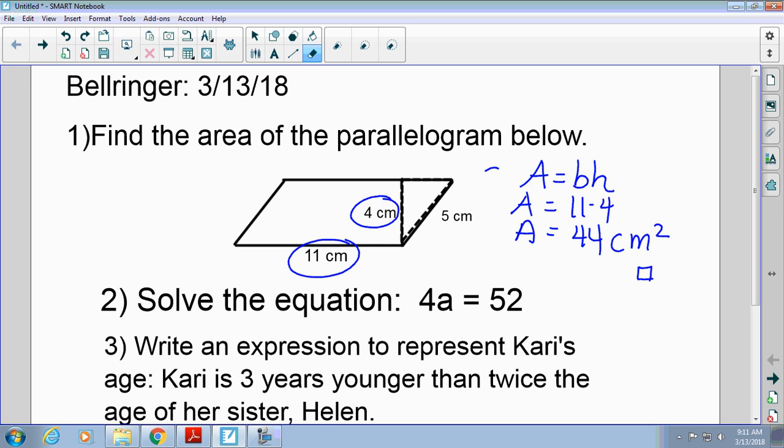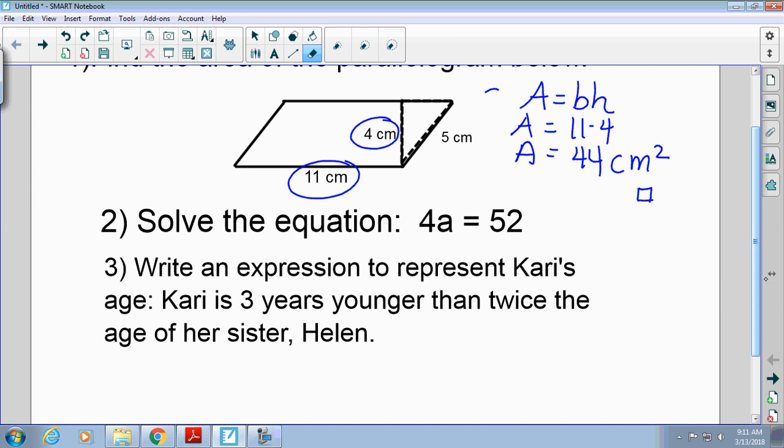Any questions there? All right, we're going to move on to solving the equation. Whenever we have an equation, your job is to isolate the variable, meaning what? When I say isolate the variable, what do I mean by that? Elijah. Get the variable by itself. Very good. So we're trying to get a on one side of that equal sign and the numbers on the other side. So we're going to get a by itself.